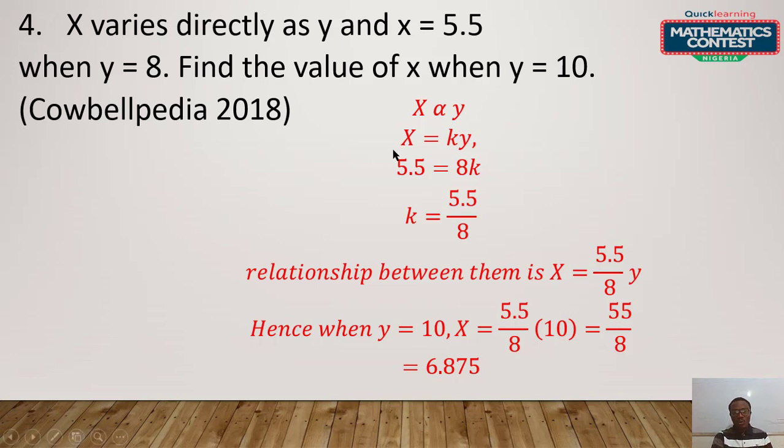Now we'll bring our x = ky. Remember, to remove this proportionality sign, we have to bring the k here. x is 5.5 and y is 8. So to get our k now, it is 5.5 over 8.